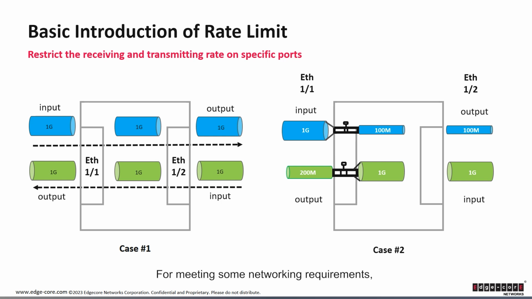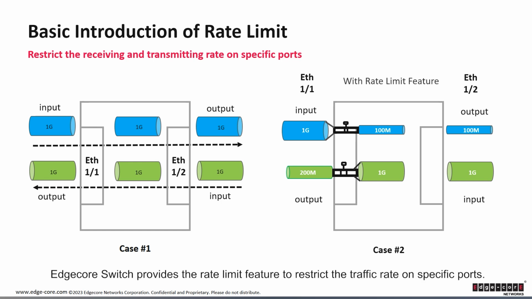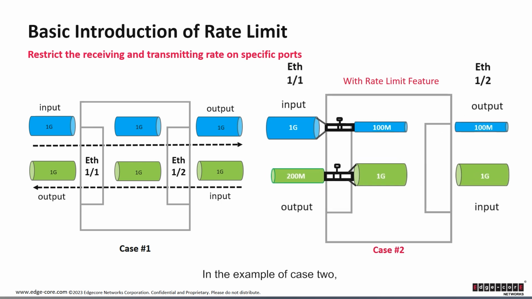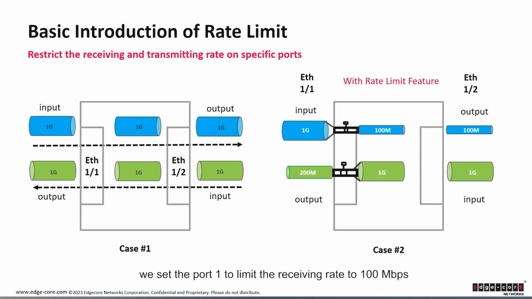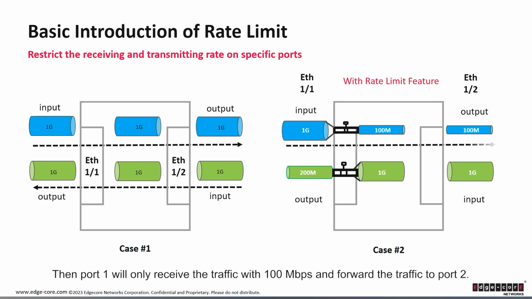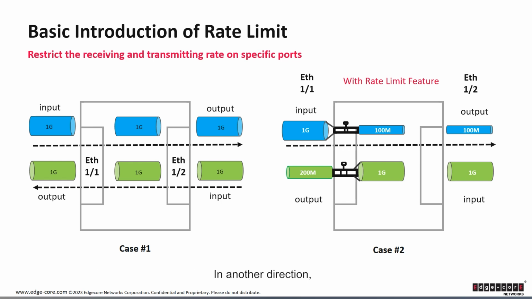For meeting some networking requirements, Edgecore Switch provides the rate limit feature to restrict the traffic rate on specific ports. In the example of case 2, we set port 1 to limit the receiving rate to 100 megabits per second and the transmitting rate to 200 megabits. Then port 1 will only receive the traffic with 100 megabits per second and forward the traffic to port 2. In another direction, port 1 will only transmit the traffic with 200 megabits per second.